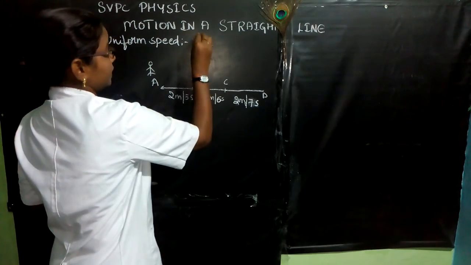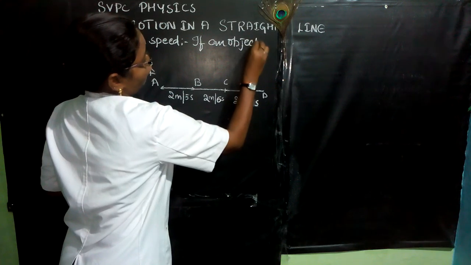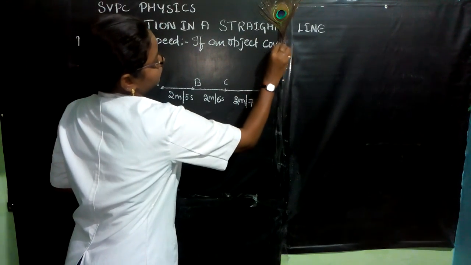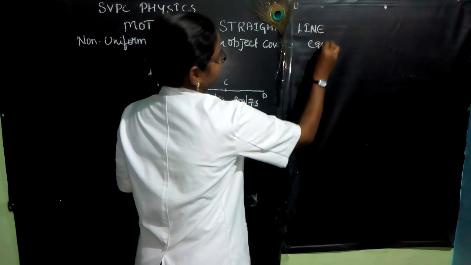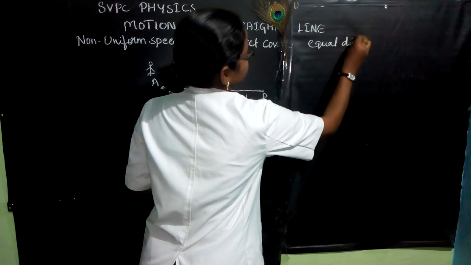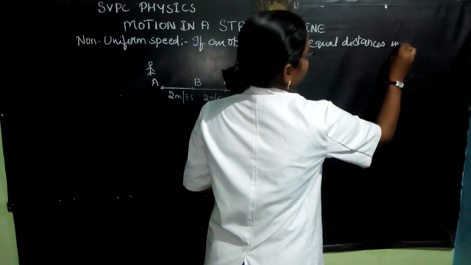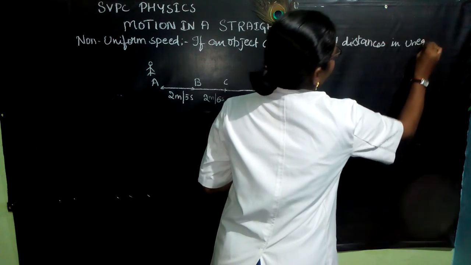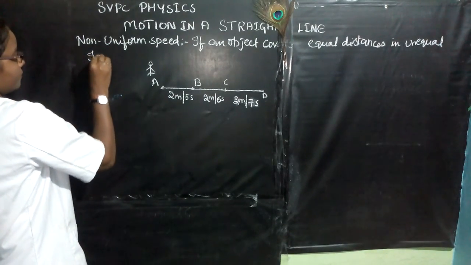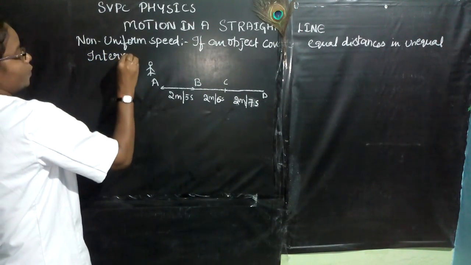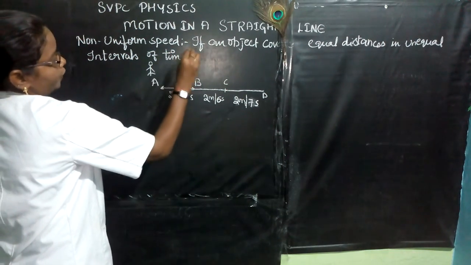So the definition of non-uniform speed is: if an object covers equal distances in unequal intervals of time, that is called non-uniform speed.